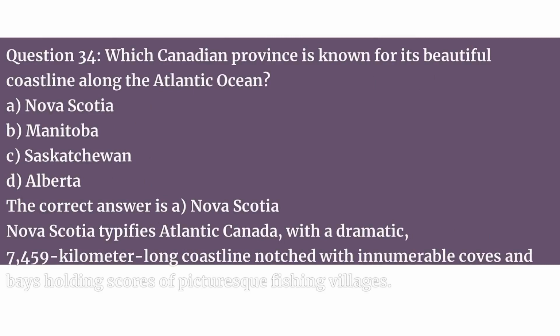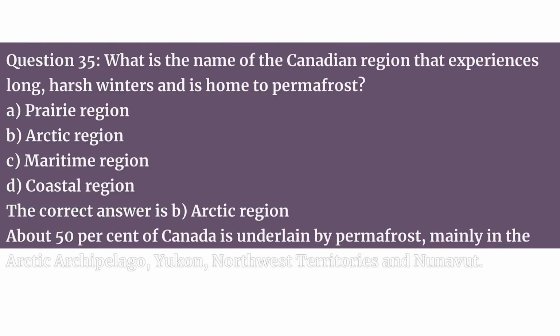Question 34. Which Canadian province is known for its beautiful coastline along the Atlantic Ocean? A. Nova Scotia, B. Manitoba, C. Saskatchewan, D. Alberta. The correct answer is A. Nova Scotia. Nova Scotia typifies Atlantic Canada, with a dramatic 7,459-kilometer-long coastline, notched with innumerable coves and bays holding scores of picturesque fishing villages.